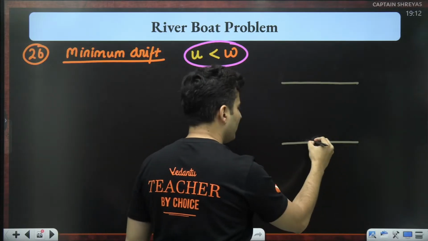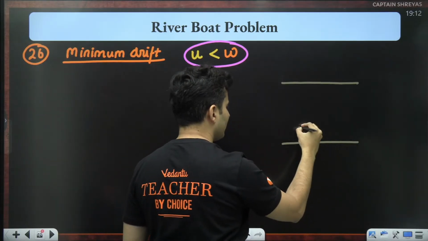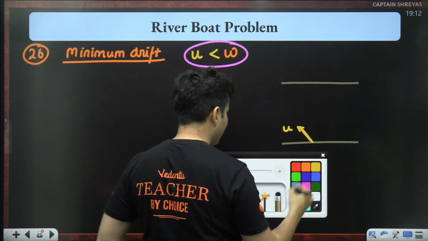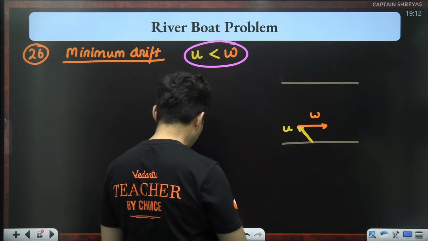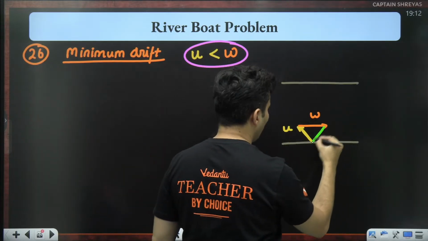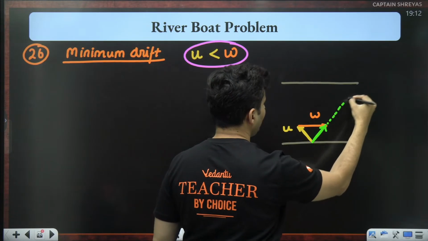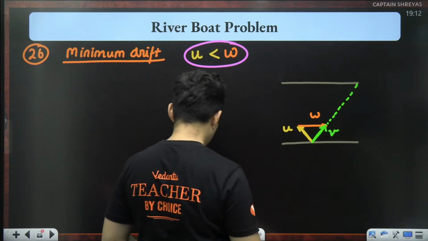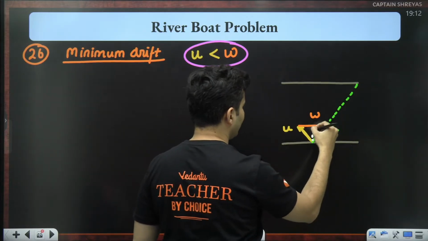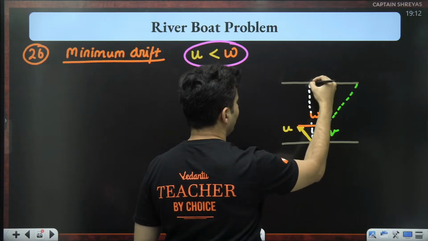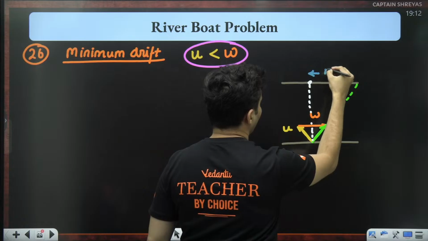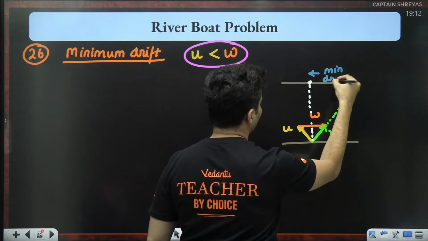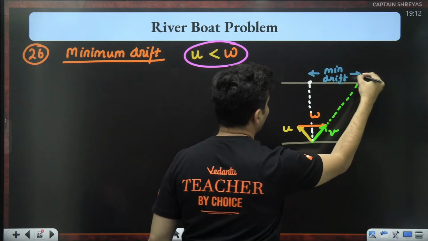So no matter what you do, because this u is a little bit small as compared to the river velocity, you will never get zero drift. You will always get some drift, but we can minimize that drift. So you can have minimum drift by choosing the right angle. I'll come to that in a bit.